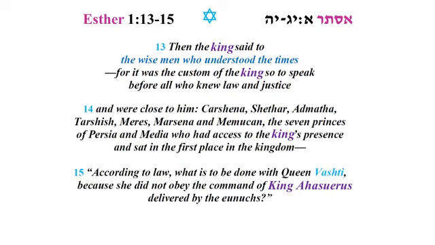Verse 13, then the king said to the wise men who understood the times, for it was the custom of the king so to speak before all who knew law and justice, and were close to him, Karshena, Shethar, Admatha, Tarshish, Merez, Marsena, and Memucan, the 7 princes of Persia and Media, who had access to the king's presence and sat in the first place in the kingdom. According to law, what is to be done with Queen Vashti, because she did not obey the king's command delivered by the eunuchs?